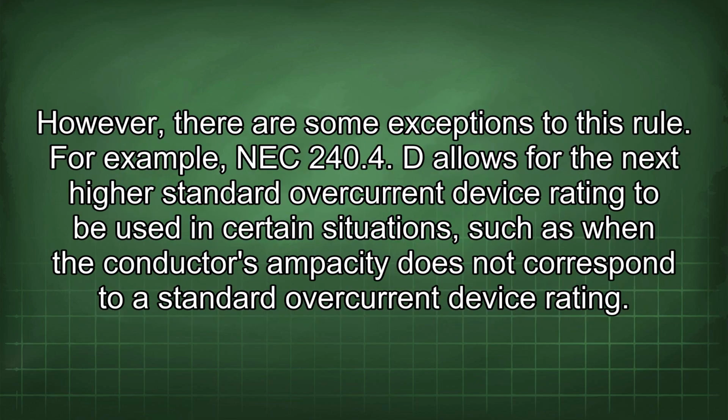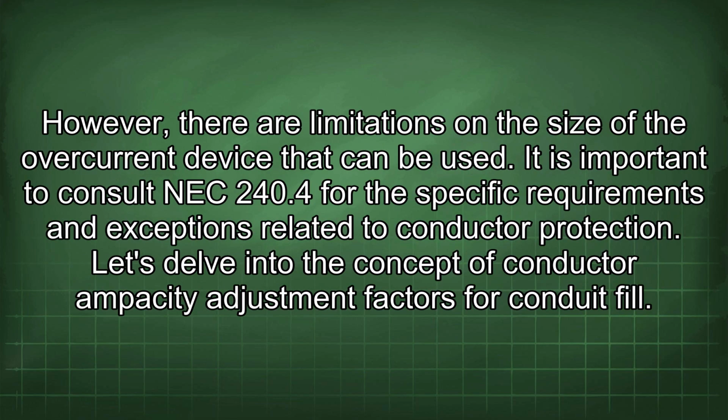However, there are some exceptions to this rule. For example, NEC 240.4(D) allows for the next higher standard overcurrent device rating to be used in certain situations, such as when the conductor's ampacity does not correspond to a standard overcurrent device rating. However, there are limitations on the size of the overcurrent device that can be used. It is important to consult NEC 240.4 for the specific requirements and exceptions related to conductor protection.